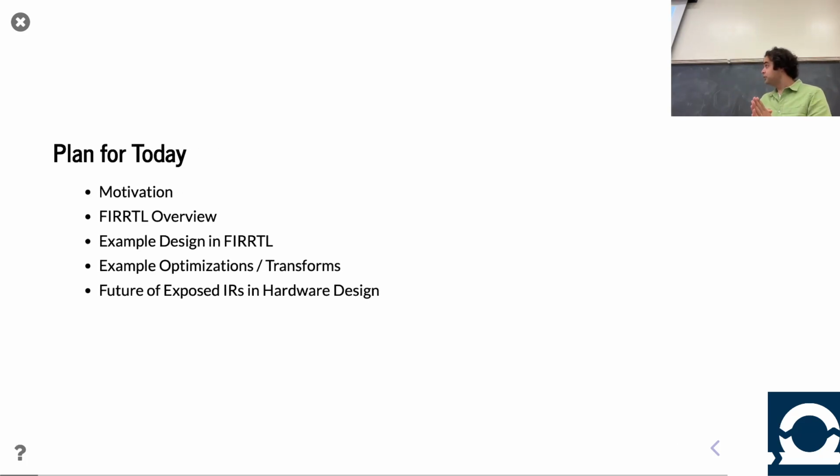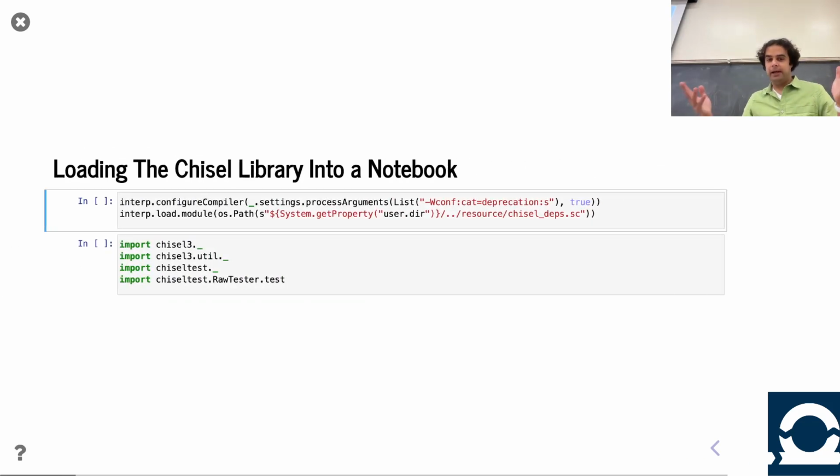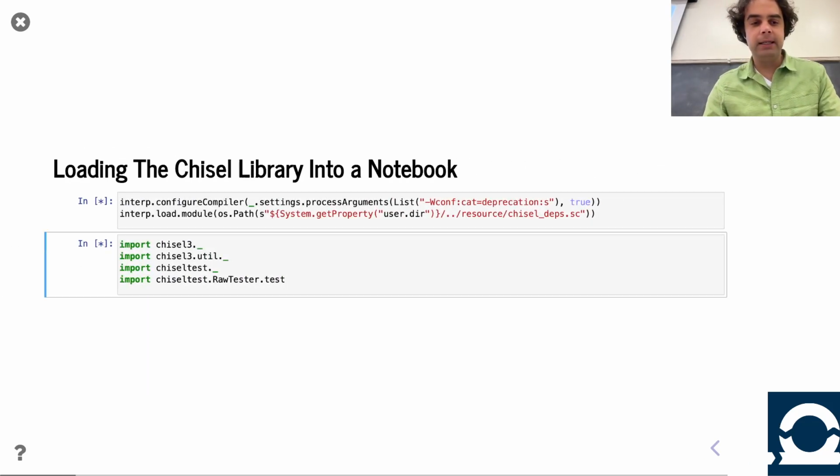I'm talking about Fertile, which as I mentioned before, is the IR that is currently used by Chisel. There are multiple IRs. At the very last slide, I'll list some of the other ones that are currently being used throughout hardware design. But I think Fertile has a lot of great properties. That's why we're talking about it. And to see how it all fits together, as always, we can fire up a notebook.